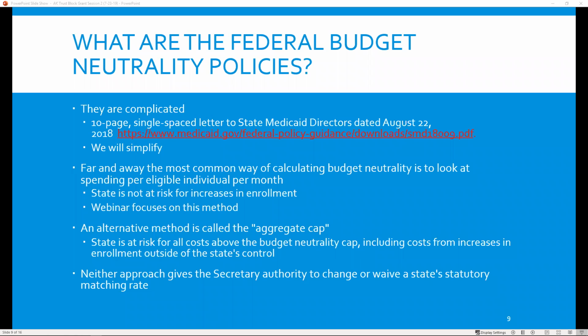The other option is what's known as the aggregate cap, and there the state is also at risk for enrollment costs above the level of the cap. So that's the big difference. And to Dennis's point earlier, the secretary under either approach doesn't have the authority to change the state's statutory matching rate: either the 50% for most populations in Alaska's program now, or the 93% going down to 90% for the expansion population. Those are fixed.